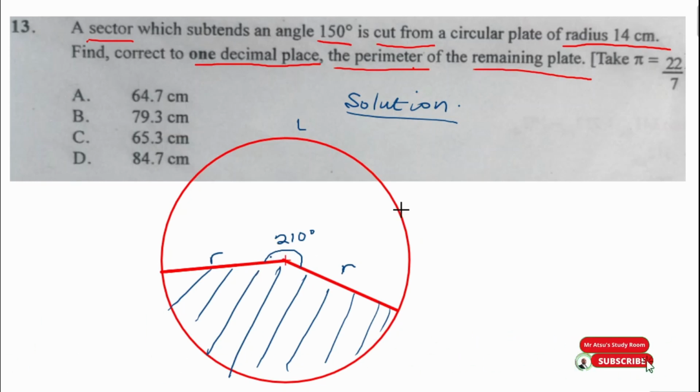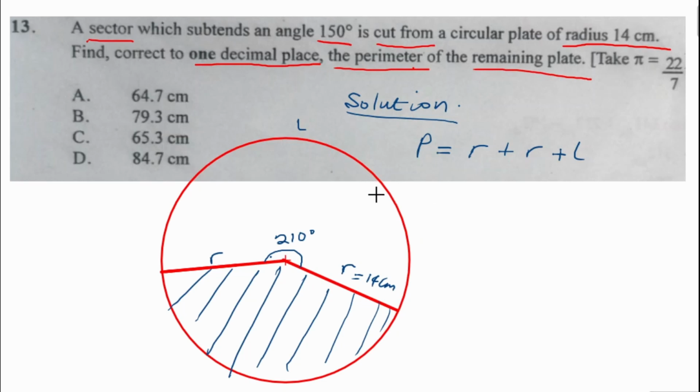And going further, the question said the radius of the circle is 14 centimeters. So this is 14 centimeters, and we have to find correct to one decimal place the perimeter of the remaining plate. So perimeter is the total length around the thing. That means the perimeter is going to be 2R plus L, where L is the length of the arc from here to here. So we have to find the arc length to get the length of this arc.